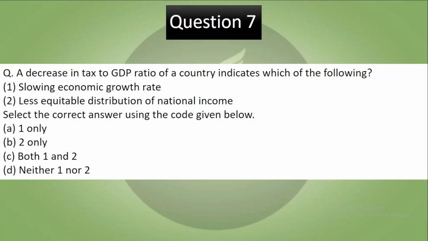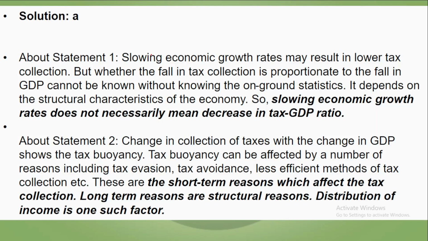Question 7. A decrease in the tax to GDP ratio of a country indicates which one of the following: first, slowing economic growth rate; second, less equitable distribution of national income. Select the correct answer using the code given below. Pause the video, try to answer. Now let's see the answer. Your correct answer to this is A.